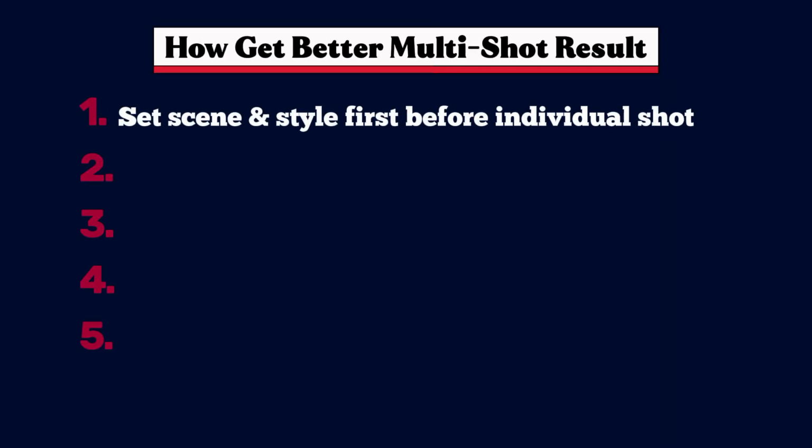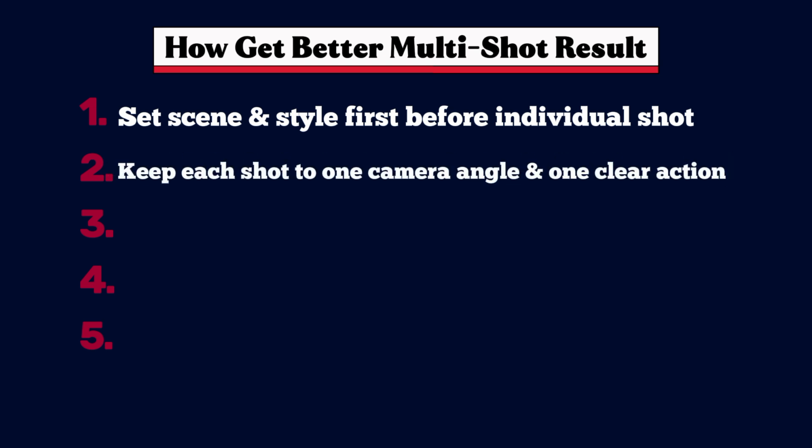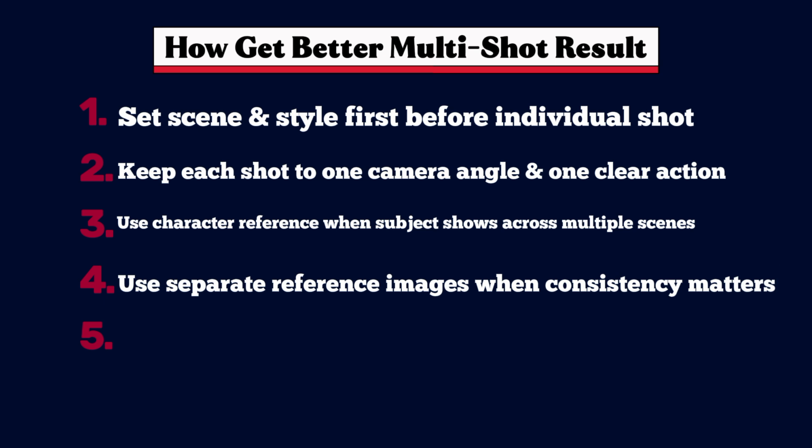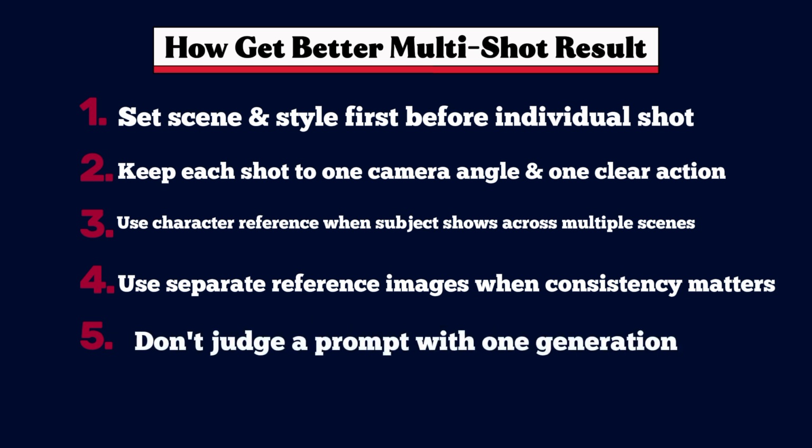Now, in order to get better results, number 1, while writing your prompt, set the scene and style first before you get into individual shots. Number 2, keep each shot to one camera angle and one clear direction. Number 3, use character references anytime the subject shows up across multiple scenes. Number 4, use separate reference images when consistency really matters. And number 5, never judge a prompt with just one generation. Sometimes you get the best results by regenerating the clip second or third time with the exact same prompt.